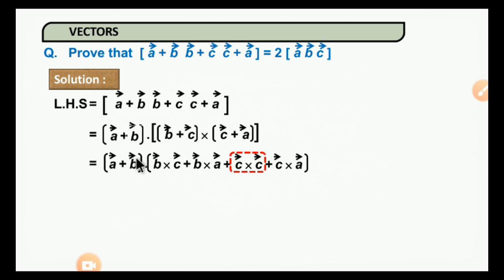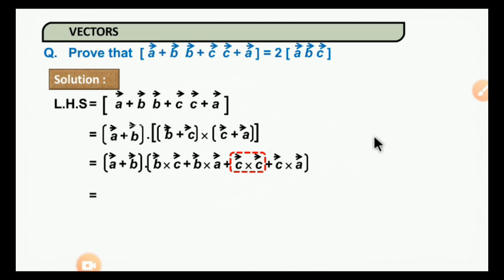This whole equation. Now here A plus B dot into the bracket of B cross C plus B cross A plus C cross C plus C cross A. Now observe students, this is marked with red ink here. C cross C means it is a cross product of similar vectors. Then this will be equal to 0.